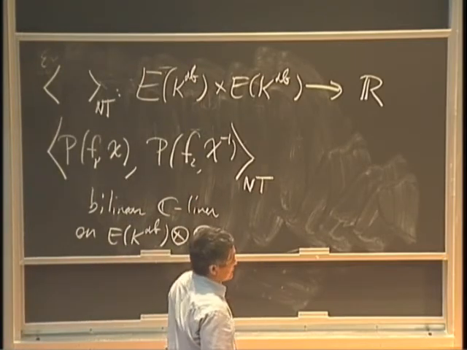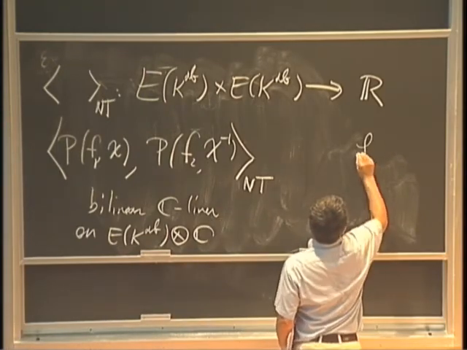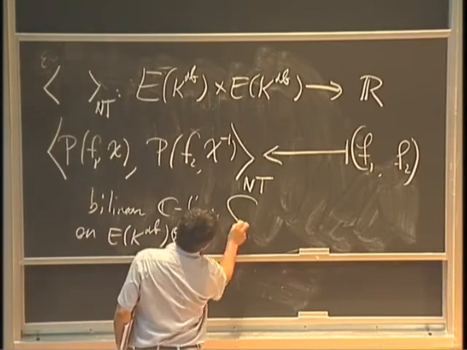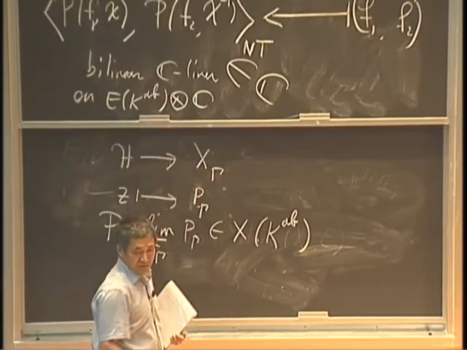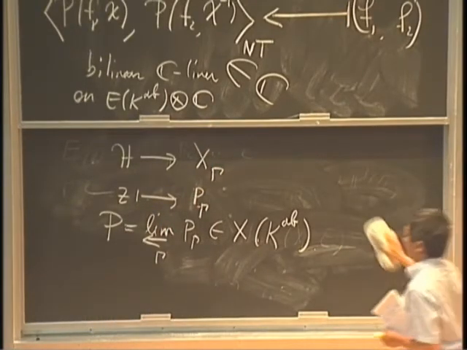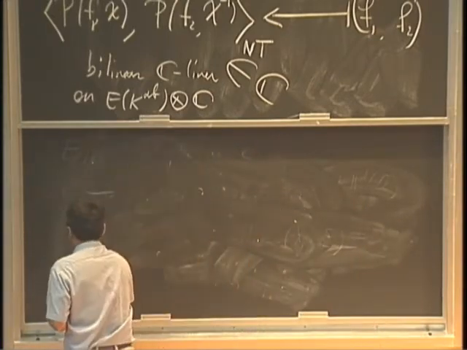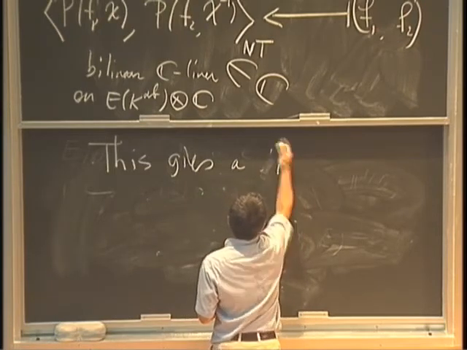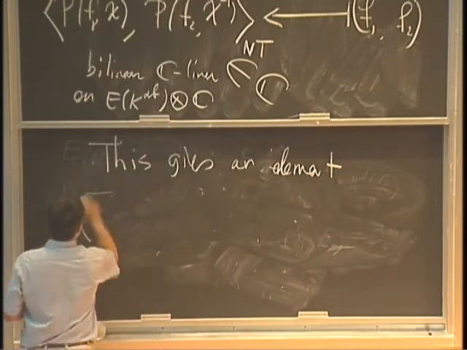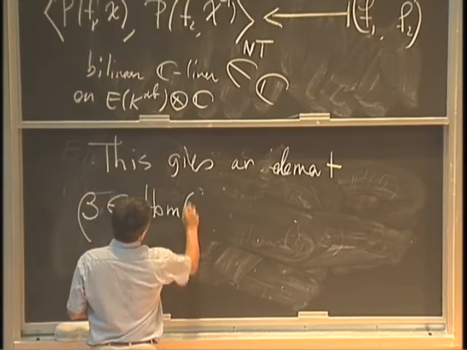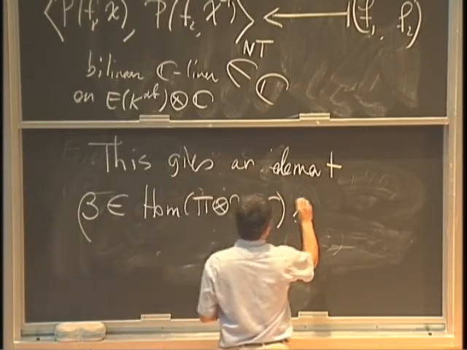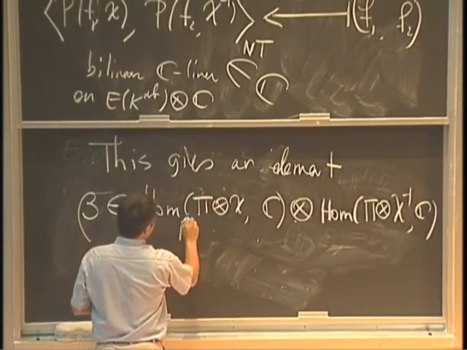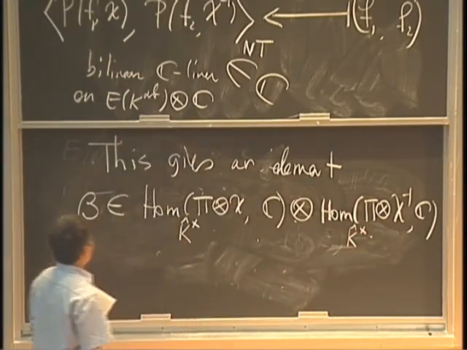If I do this, then if you think about it, F1, F2 goes to this part as a linear functional. So this one is inside C, you get C valued. So this defines a numerical linear functional in this space. So this gives a pairing, a linear functional, an element. I give it a name, beta, inside the Hom of pi tensor chi of C tensor Hom of pi tensor chi inverse of C, both of them invariant under K cross. Right, I get a linear functional there.